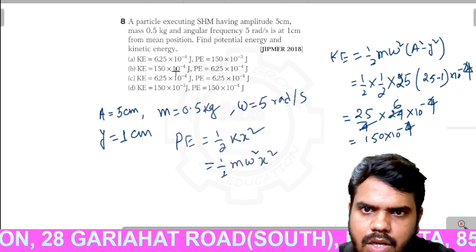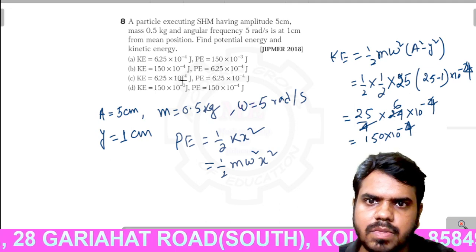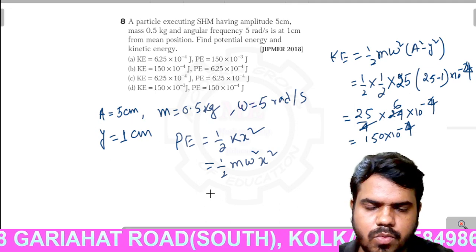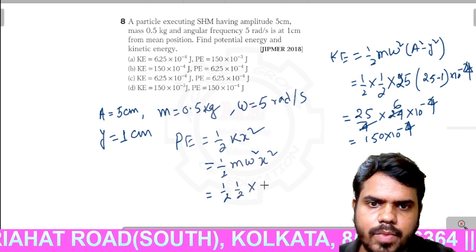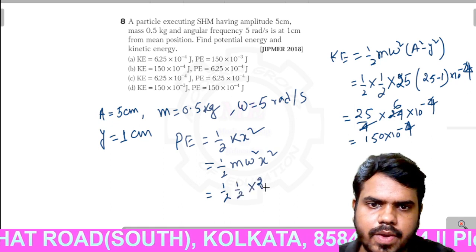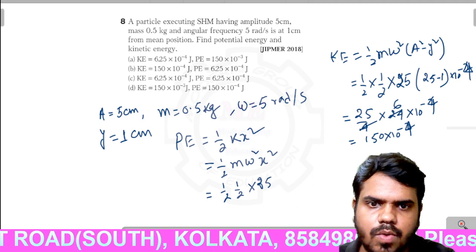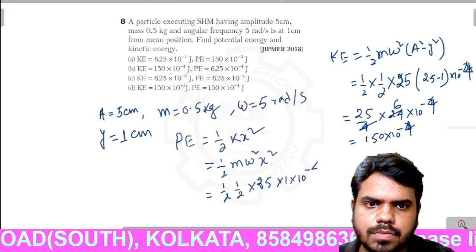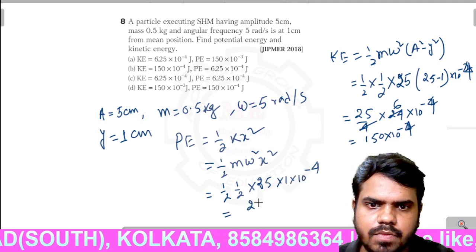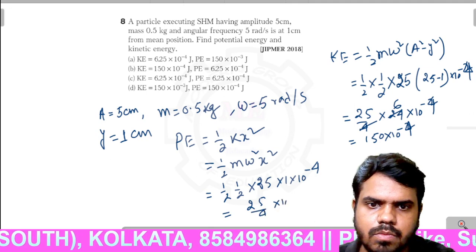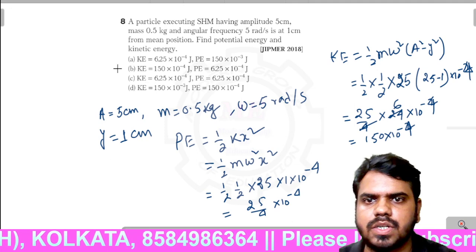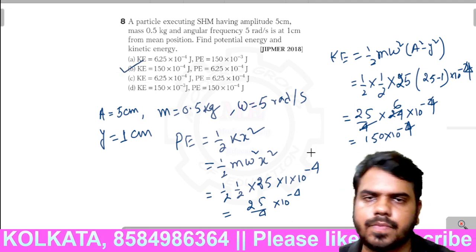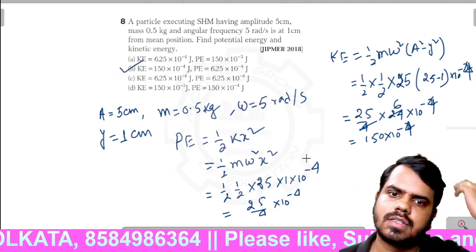Sorry, this is the option for kinetic energy. Option B is the correct answer, but you have to check the potential energy value. Half into mass, half into omega square is 25, and x is 1 minus 4. So this is 25 by 4 into 10 to the minus 4, that means 6.25 into 10 to the minus 4. So option B is the correct answer. Clear? Option B is the correct answer.